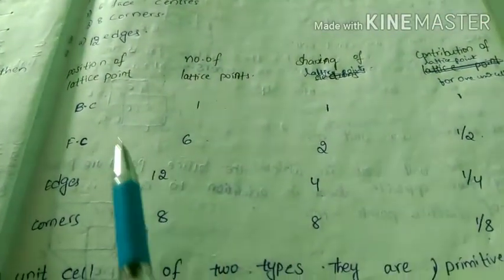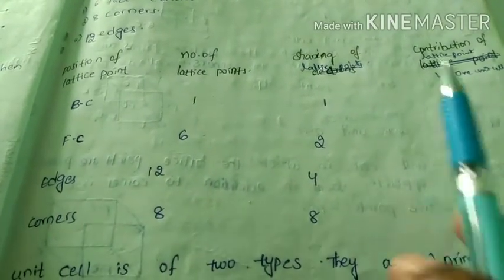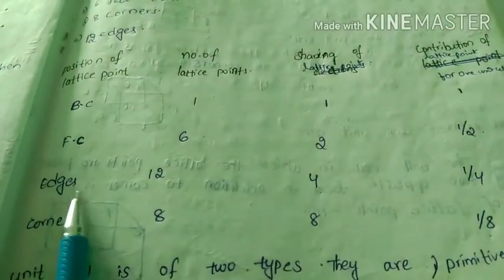So this is a very important point. The contribution of body center is 1, the contribution of face center is 1 by 2. This is a very important column. You have to remember this column. And the contribution of edge centers is 1 by 4, and the contribution of corners is 1 by 8.